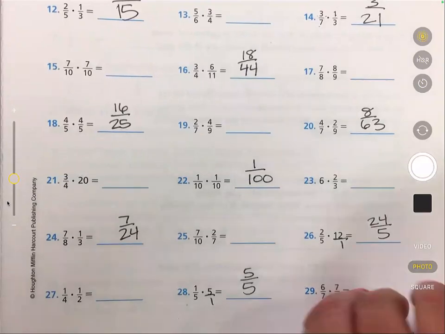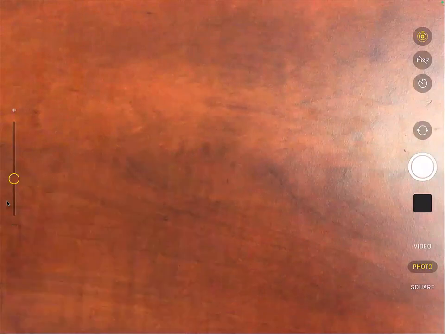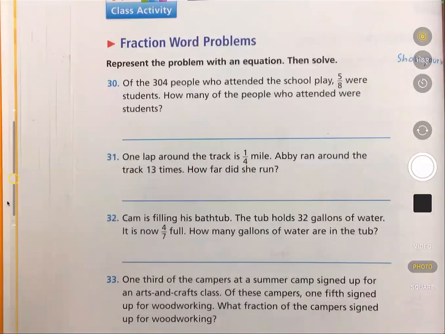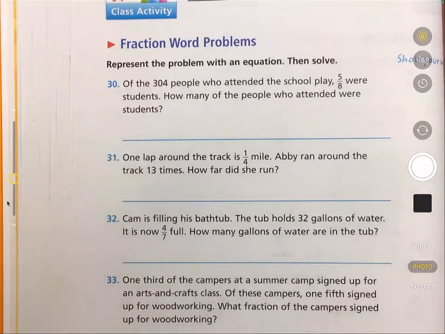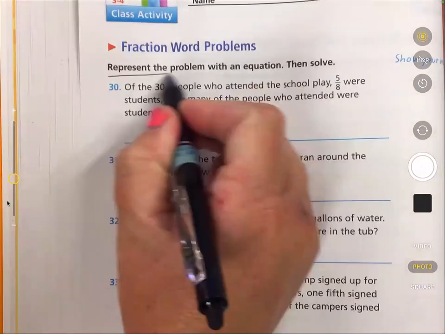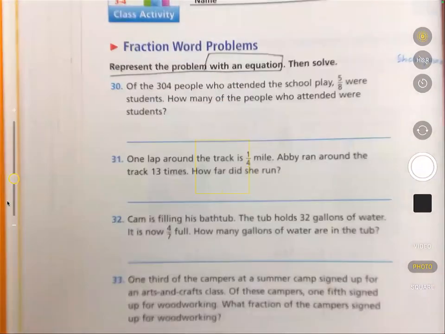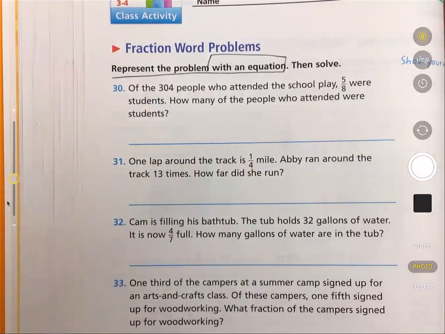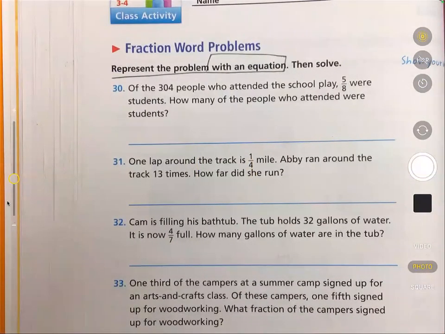Let's look at the back side of this page because we're still going to multiply fractions, but now we have word problems. And you must read the directions because look at this. Represent the problem with an equation. You need to write your equation, and equations need to have variables. So when you're solving these, you need to write the equation, then solve it.